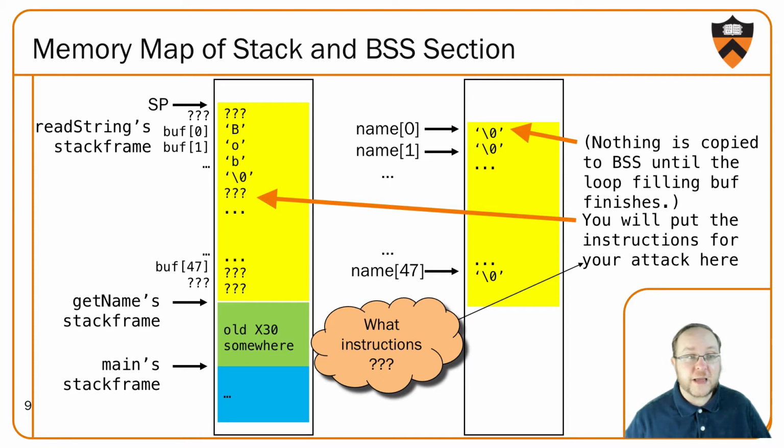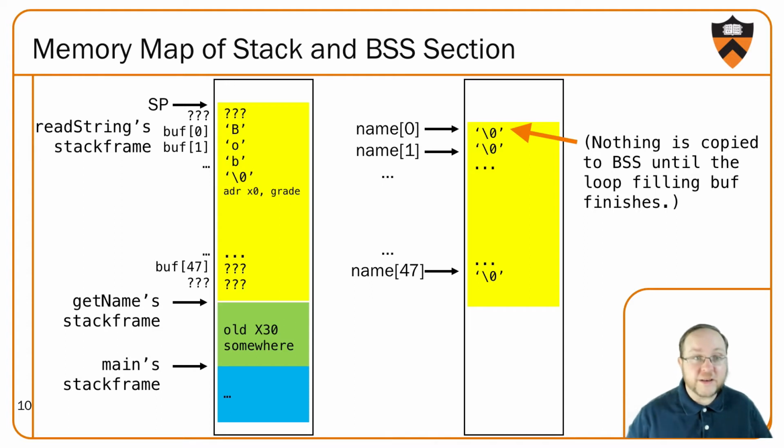Then the last step will be to branch back into main to just after the call to getName. We can't just return there, because we can't use the return instruction: the x30 value that getName would have had, we overwrote in order to get to these instructions in the BSS section in the first place. So we're going to have to do a branch to get back into main.